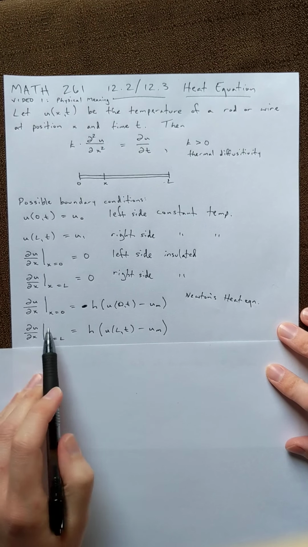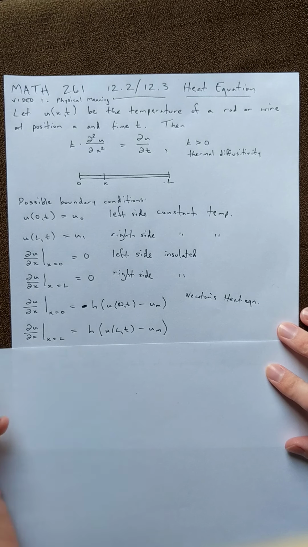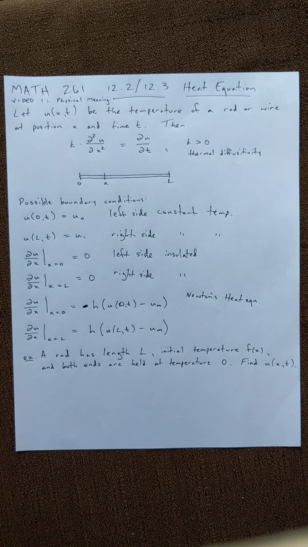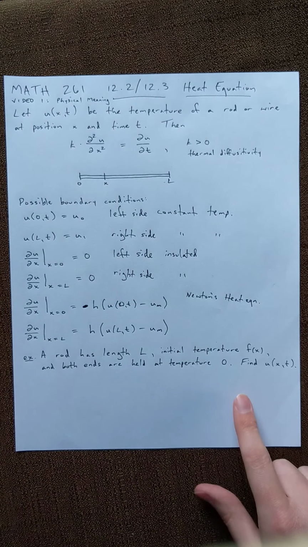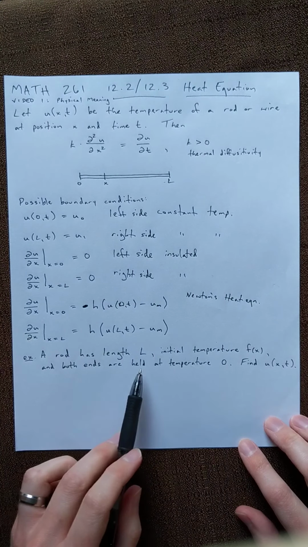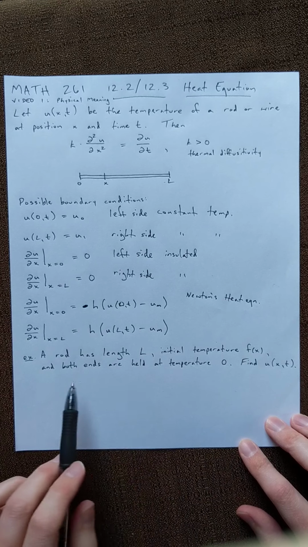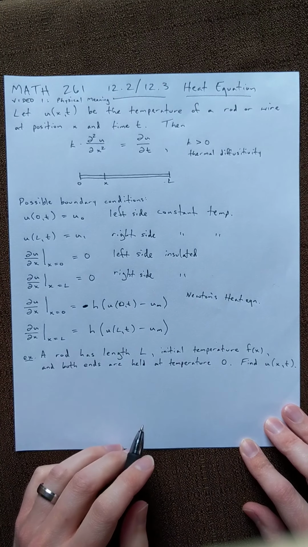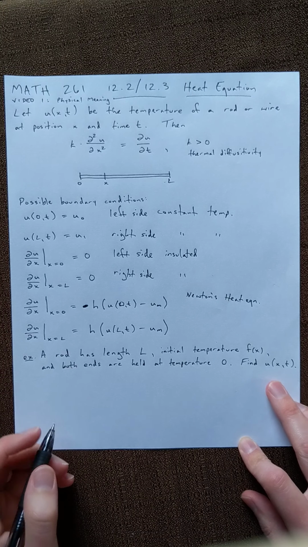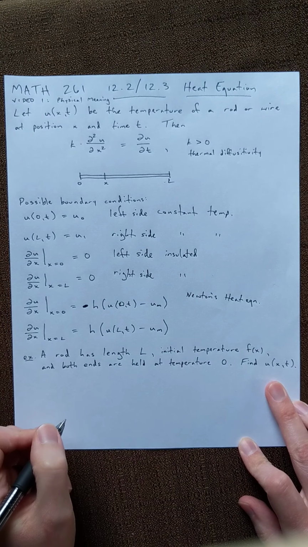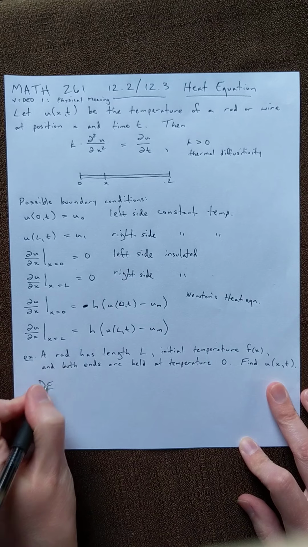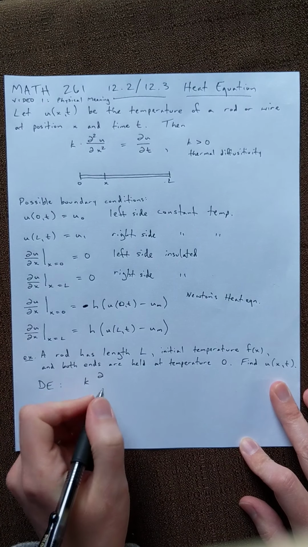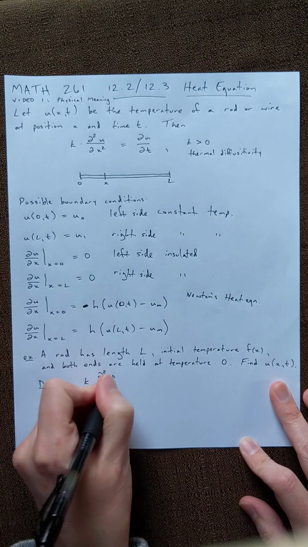Same thing, both of these, one of them's at x equals 0, one's at x equals L. Okay, so as an example, I'm going to look at this problem. A rod has length L, initial temperature f of x, and both ends are held at temperature 0. Find u of x t. Okay, so let's see. What is our differential equation? Our differential equation is the heat equation, because it's talking about a one-dimensional rod.